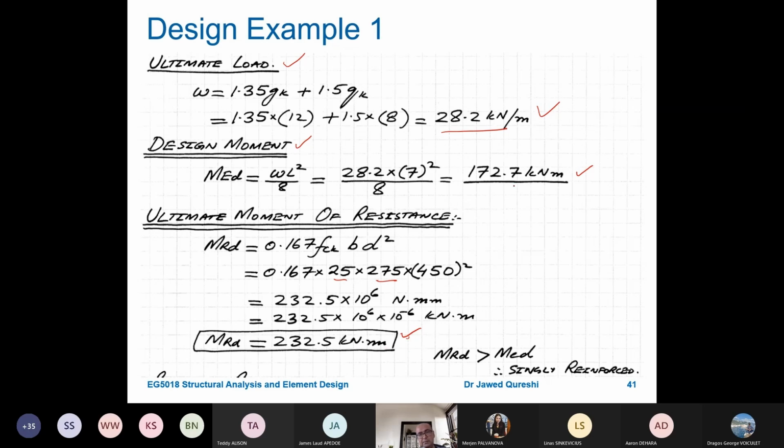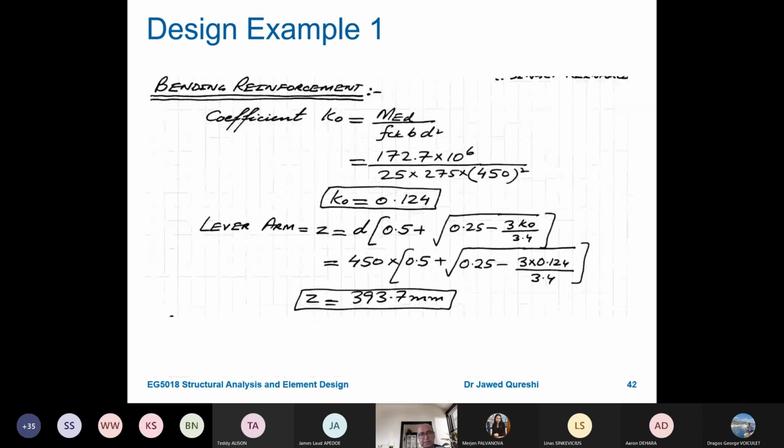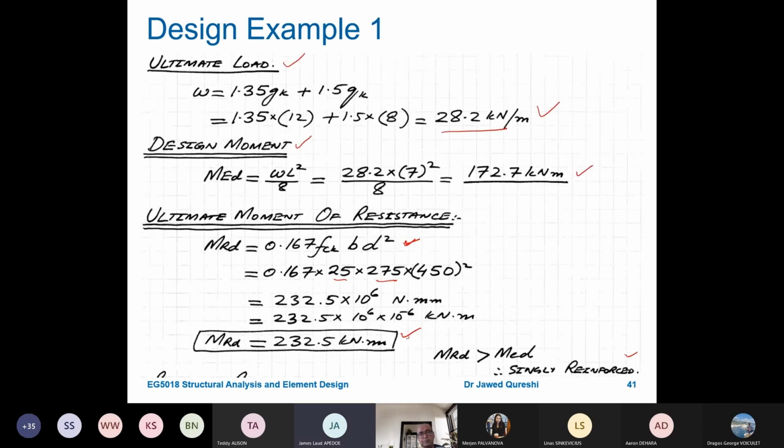If MRD is greater than MED, or MED is less than MRD, then you have to design it as singly reinforced. It means that if the applied moment is less than the moment capacity of the compressive side of the beam, then we design it as a singly reinforced beam. It means that compression steel is not needed. If this does not satisfy, then you have to add compressive steel. You can't just increase the size of the steel to make it work. But in a situation where you're not given the dimensions of your RC beam, yes, right?